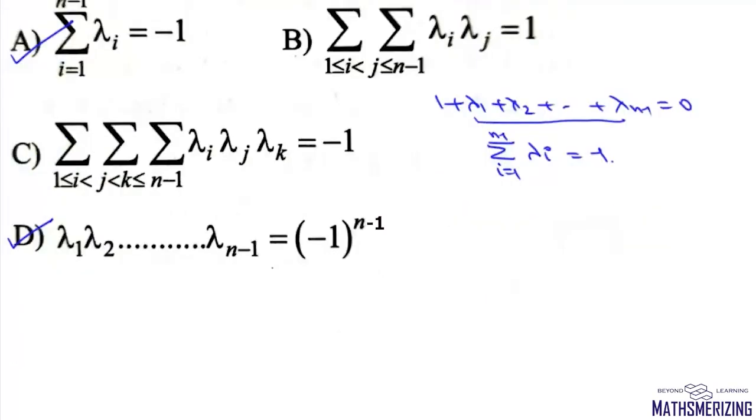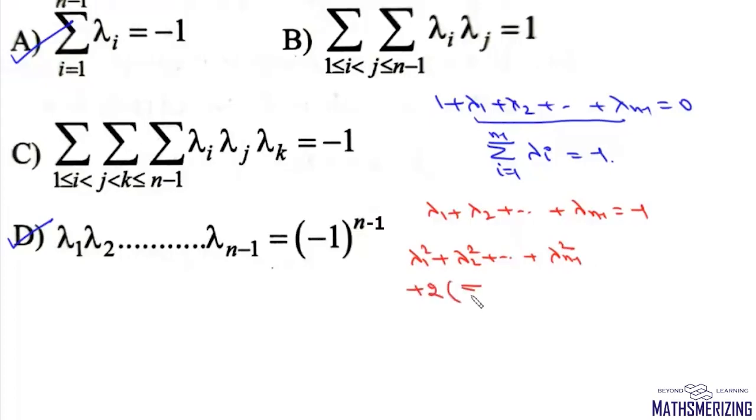Now from this option A, we can write lambda 1 plus lambda 2 up to lambda n minus 1. This value is -1. Now if we square it, we'll write lambda 1 square plus lambda 2 square plus lambda n minus 1 square plus 2 times this summation lambda i, lambda j, and it will be equal to 1.